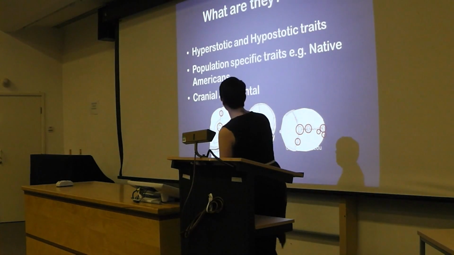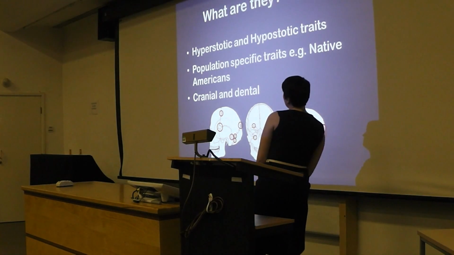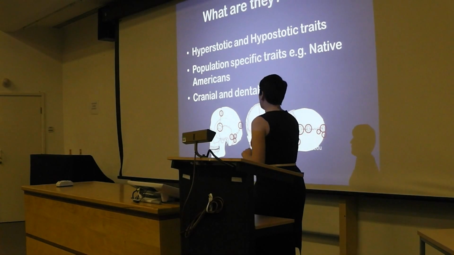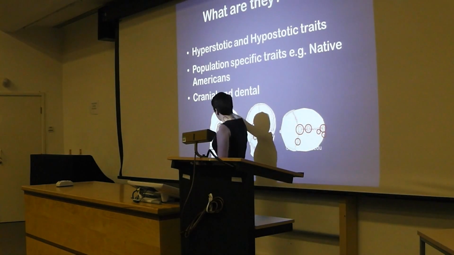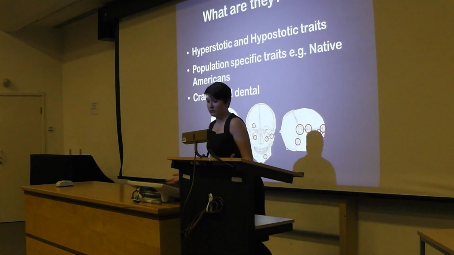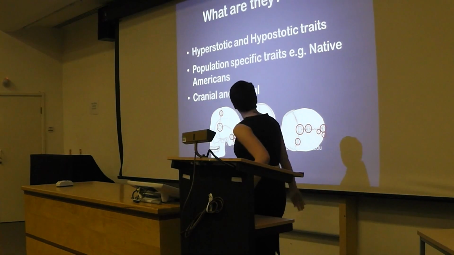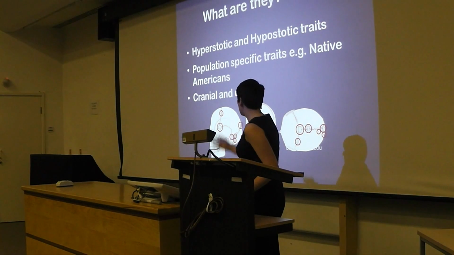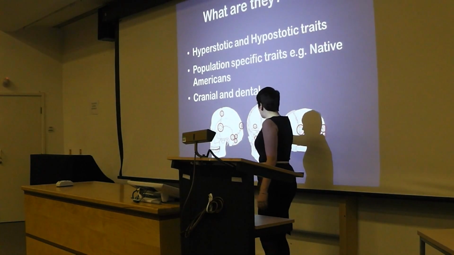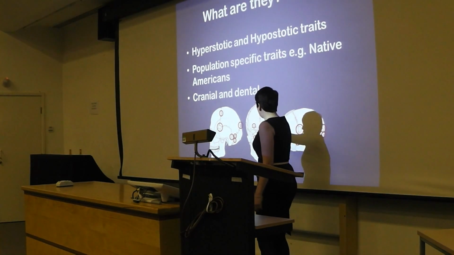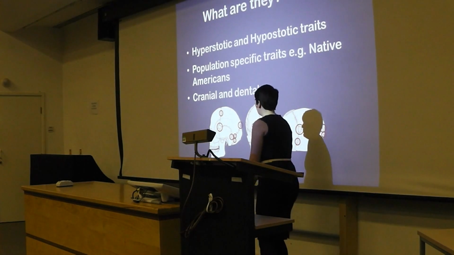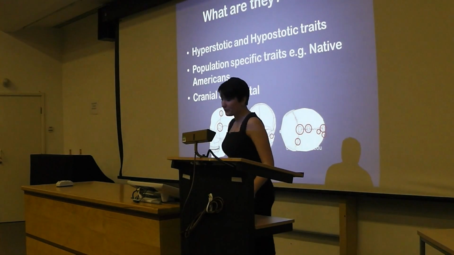So then we have two types of traits. We have hyperostotic and hypostotic. Hyperostotic is where we get extra bone formation. That could be like here with the ossicles within the sutures, and also extra spurs of bone, which can come anywhere really on the body. And then hypostotic is where you have a lack of bone, so that's things like this metopic suture which hasn't fused, supraorbital notches and foramina, so having holes rather than smooth bone.